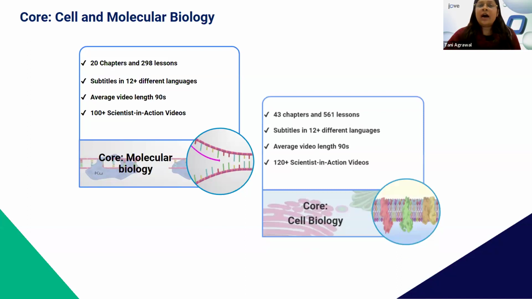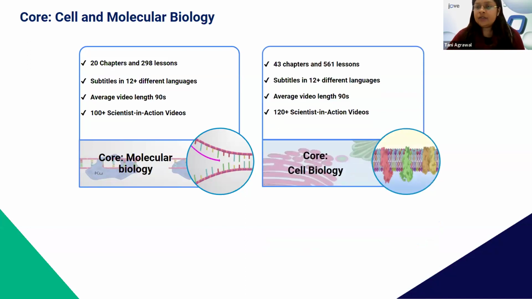Likewise, we also have the core cell biology collection, which is a more expansive collection and relatively newer because it came in just last year. So this has around 43 chapters with 561 lessons, all available in 12 plus different languages. And again, the average length of these videos is also 90 seconds plus, and we have 120 plus Scientist in Action videos also in this collection.